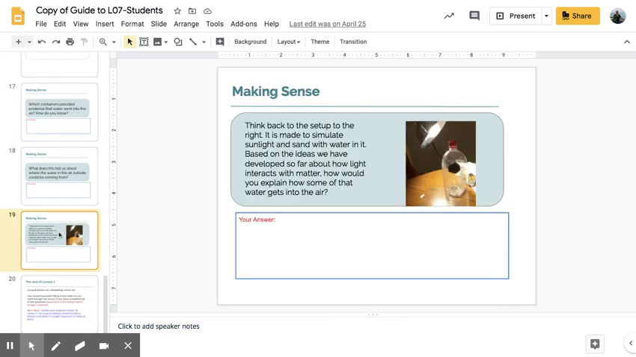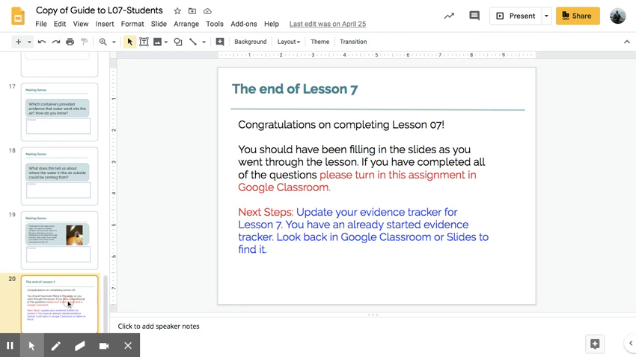And then thinking back to the setup, the 2-liter bottles were put under a lamp, and the lamp is going to represent light. So what exactly is the light doing with matter to help water get into the air? Then you're done with lesson 7.